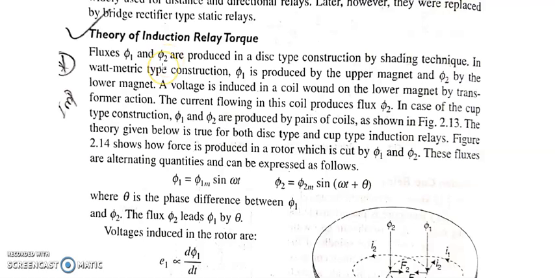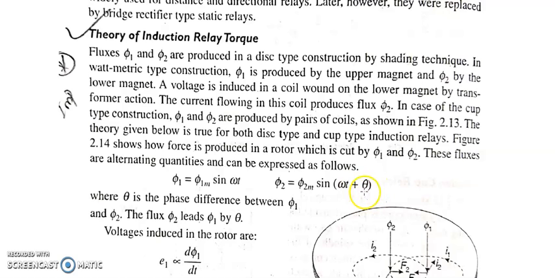It may be disc type, or wattmetric type, or cup type. We require two fluxes to produce the torque. Again we know that those two fluxes are alternating quantities in nature, expressed as follows. I'm going to call one flux phi1 and the other flux phi2. Since it is an alternating quantity, phi1 is phi1m sin omega t, and phi2 is phi2m sin(omega t plus theta).